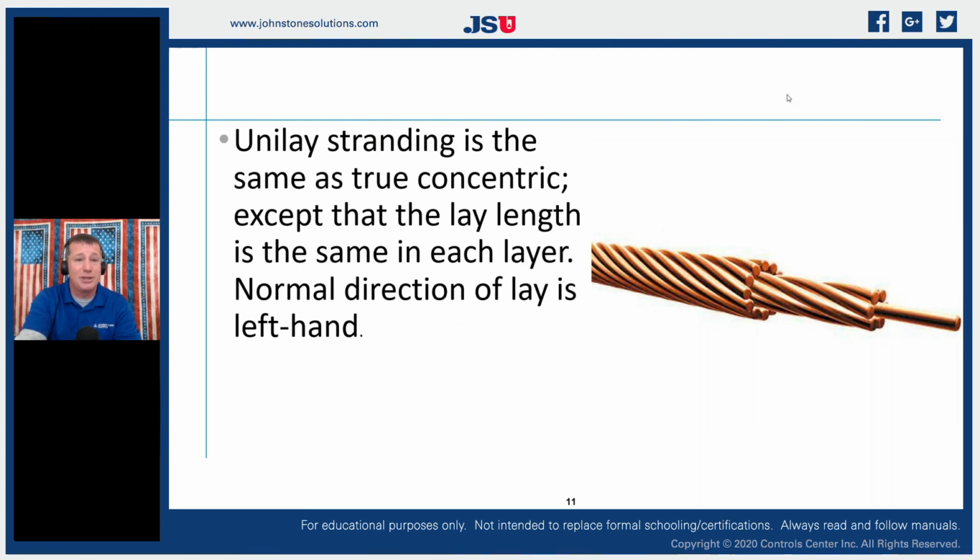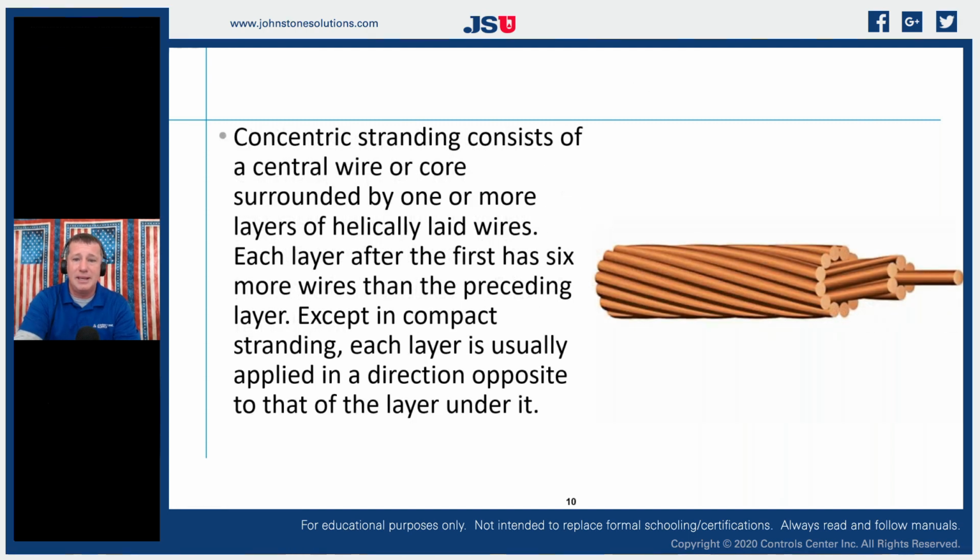We also have what's called unilay stranding, and it's basically the same as concentric, except that they lay the strands in the same direction in each layer. Because if you look at standard concentric, we start rotating the direction. So I may have a solid inner core, and then my first layer I'm going to wrap clockwise, and then the next layer I'm going to wrap counterclockwise, and we can have multiple layers going back and forth. It creates the strength of that wire. It gives it the ability to go over long spans without being stretched. You'll see a lot of that on overhead style cables.